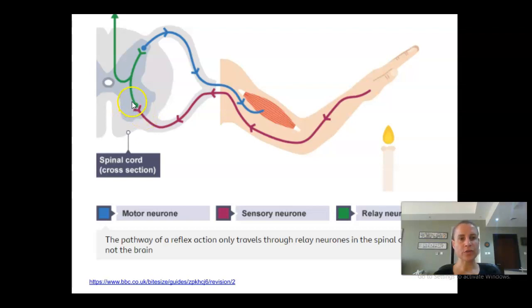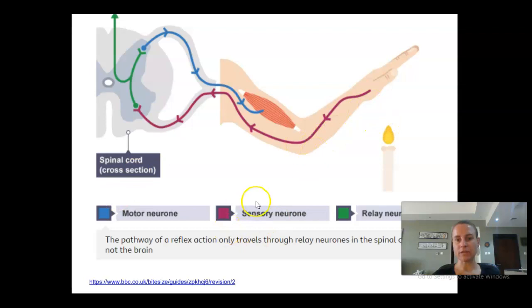And then the impulse travels on through your relay neuron. You can see the green one is called a relay neuron, a bit like in a relay race where you hand the baton from one person to another. And then the impulse is going to cross another synapse, and then it's going to go to this blue neuron here, which is attached to your muscle. And what that does is it makes your muscle contract, and then that muscle contraction moves your arm out the way. This particular neuron here is called a motor neuron.